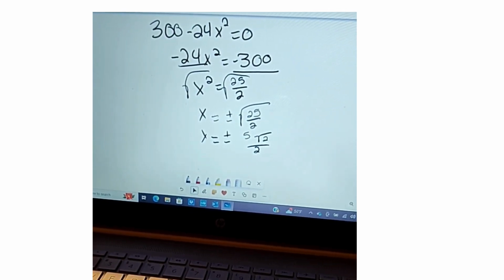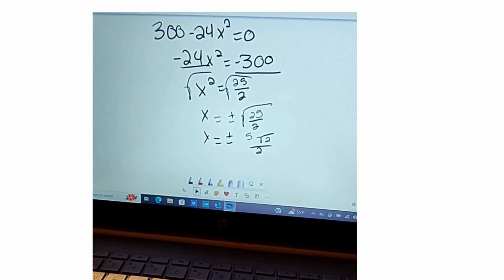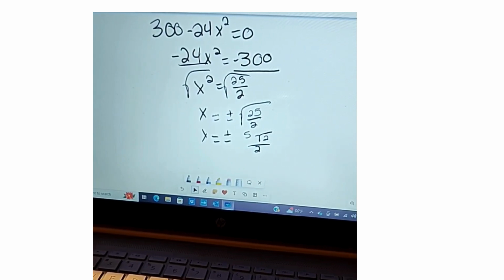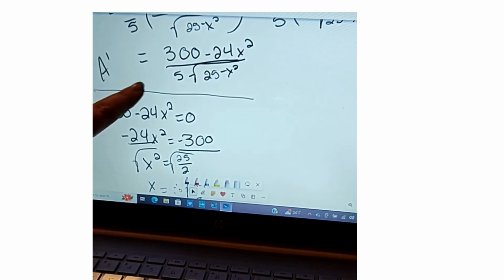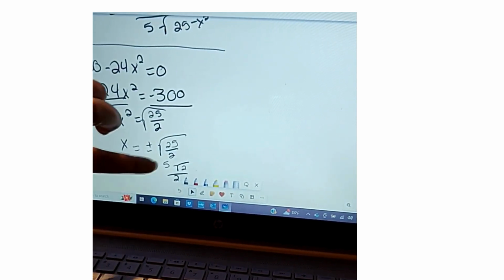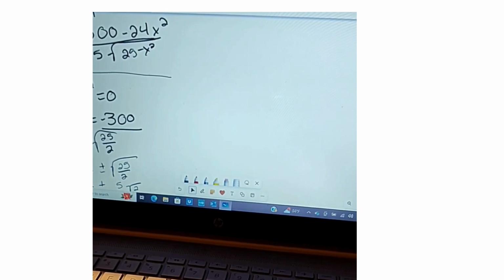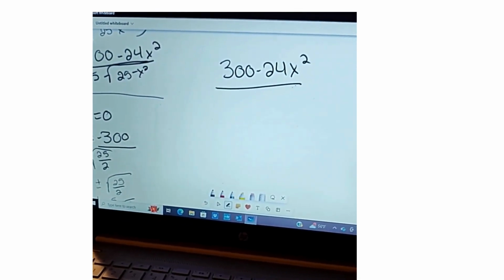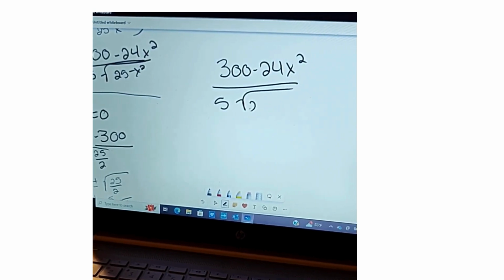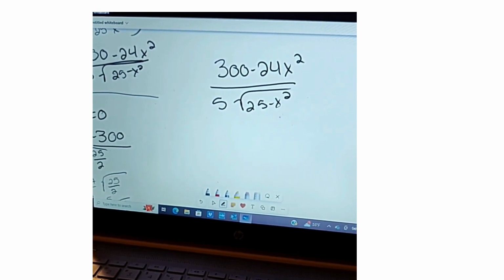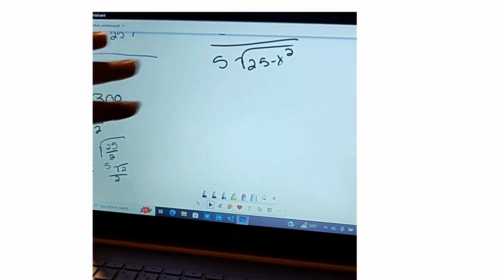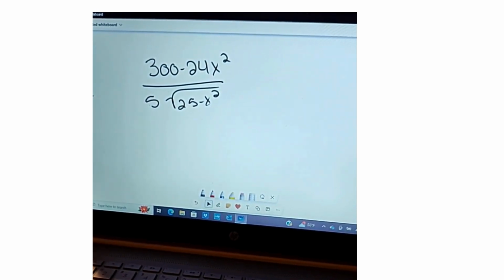Next, we need to check if what we just found are in the domain of the original function. So now we have to take this original equation right here and put what we found for x in for that equation. So let's move over here. We have our original equation, which is 300 minus 24 x squared over all of this. And now we want to put what we just got in for both of our x's.